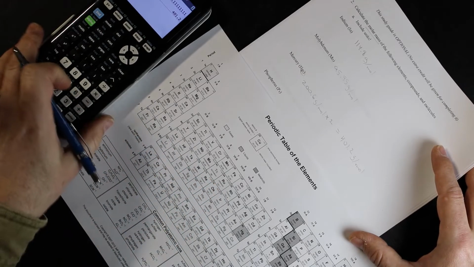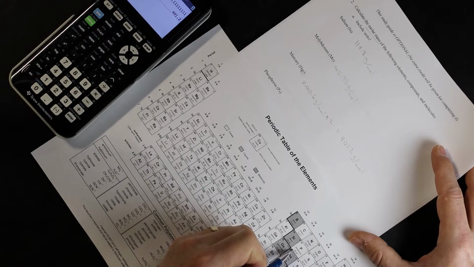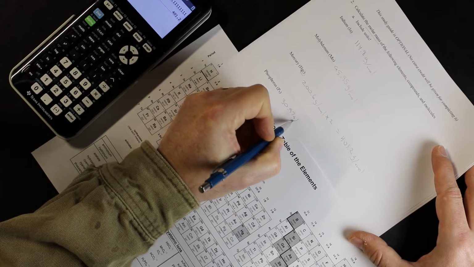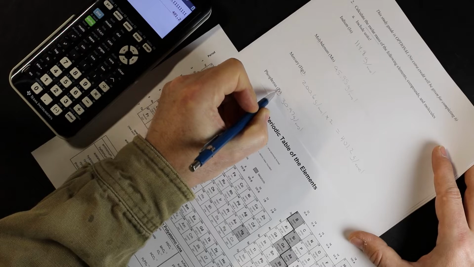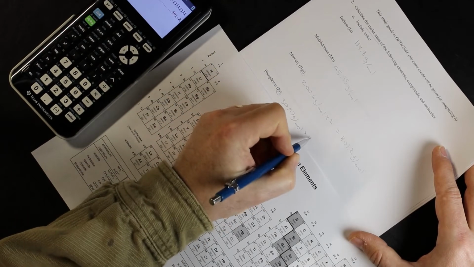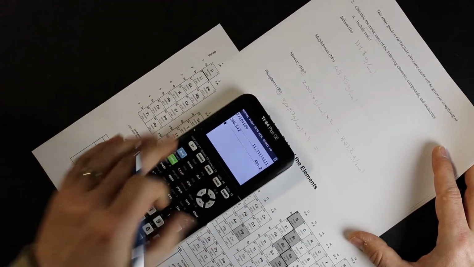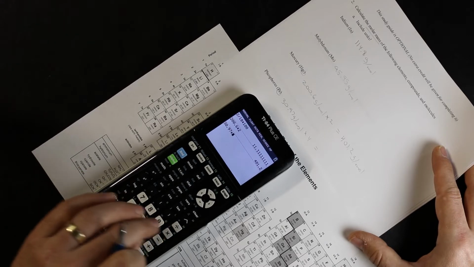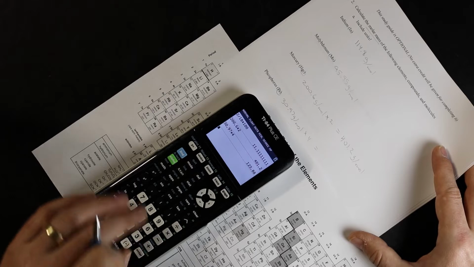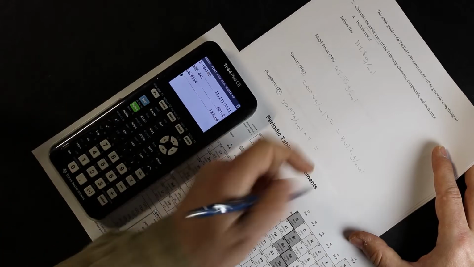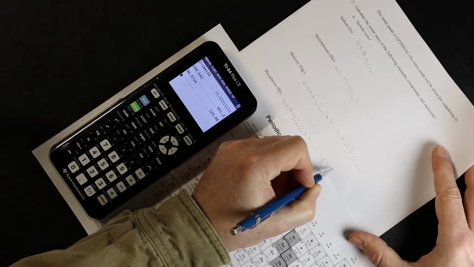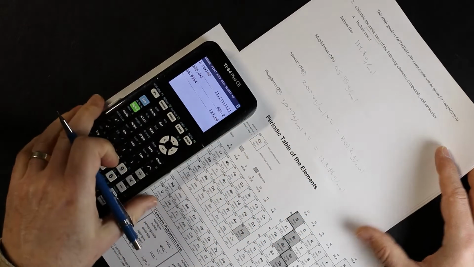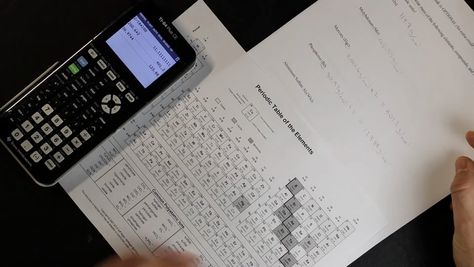All right, phosphorus. Phosphorus is here, 30.97 grams per mole, but I have 4 of them in this, so I have to multiply this by 4. All right, so 30.97 times 4, 123.88 grams per mole. Okay, let's take a look at the next one.